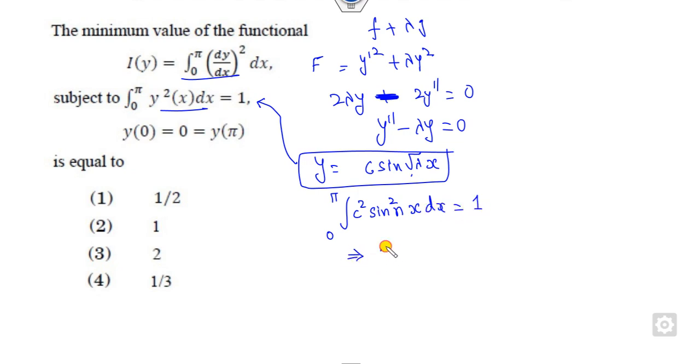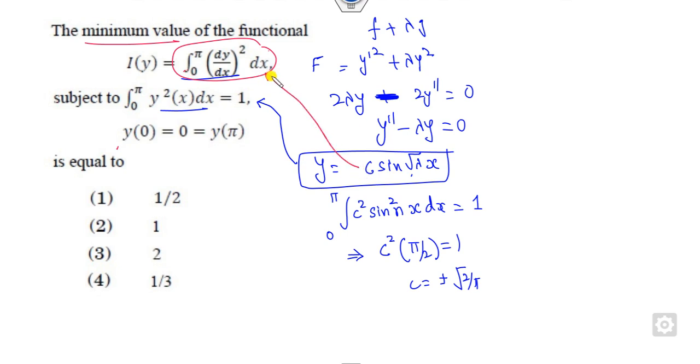So we all know c square times pi by 2 is 1. So c will be plus minus root of pi by 2. But we need the minimum value of this. So I can substitute this value here. So it is 0 to pi.